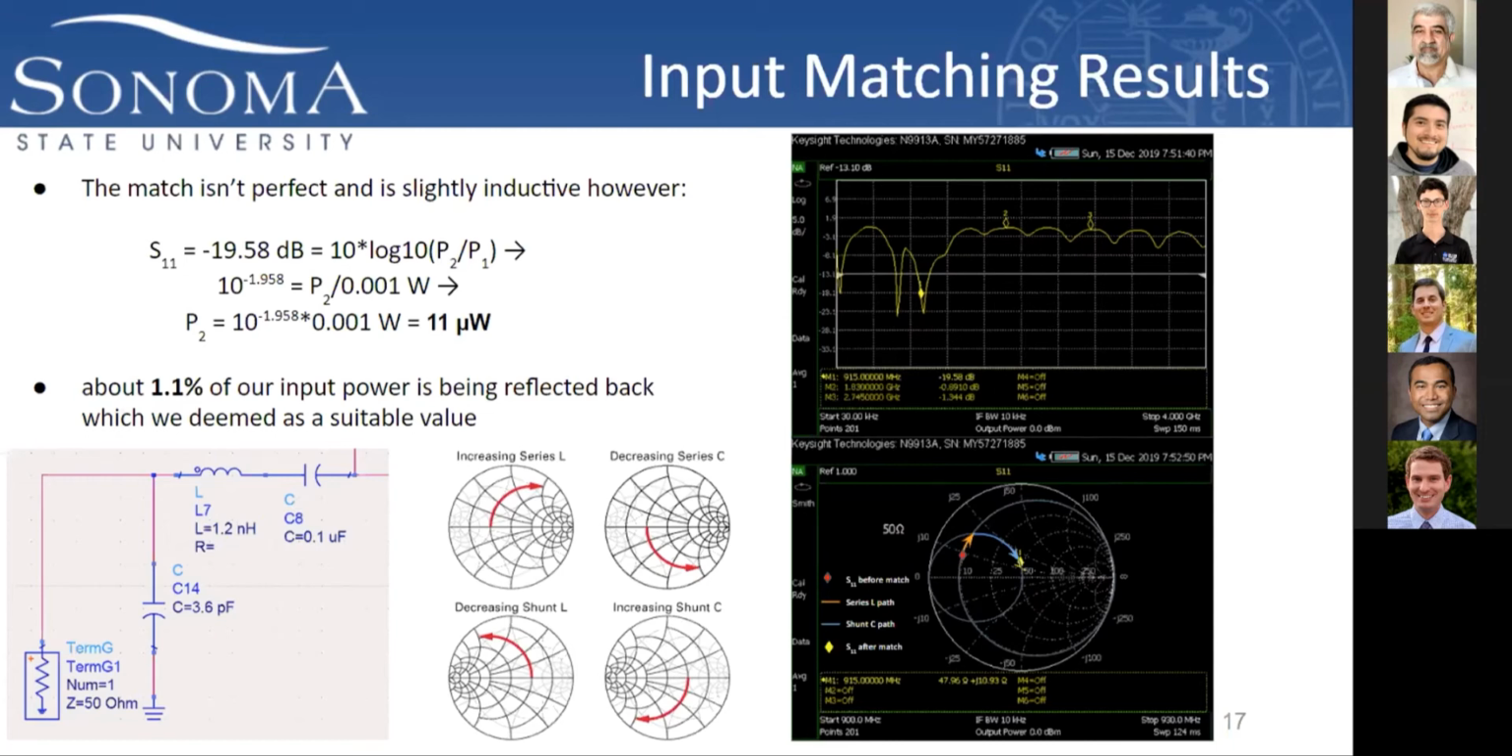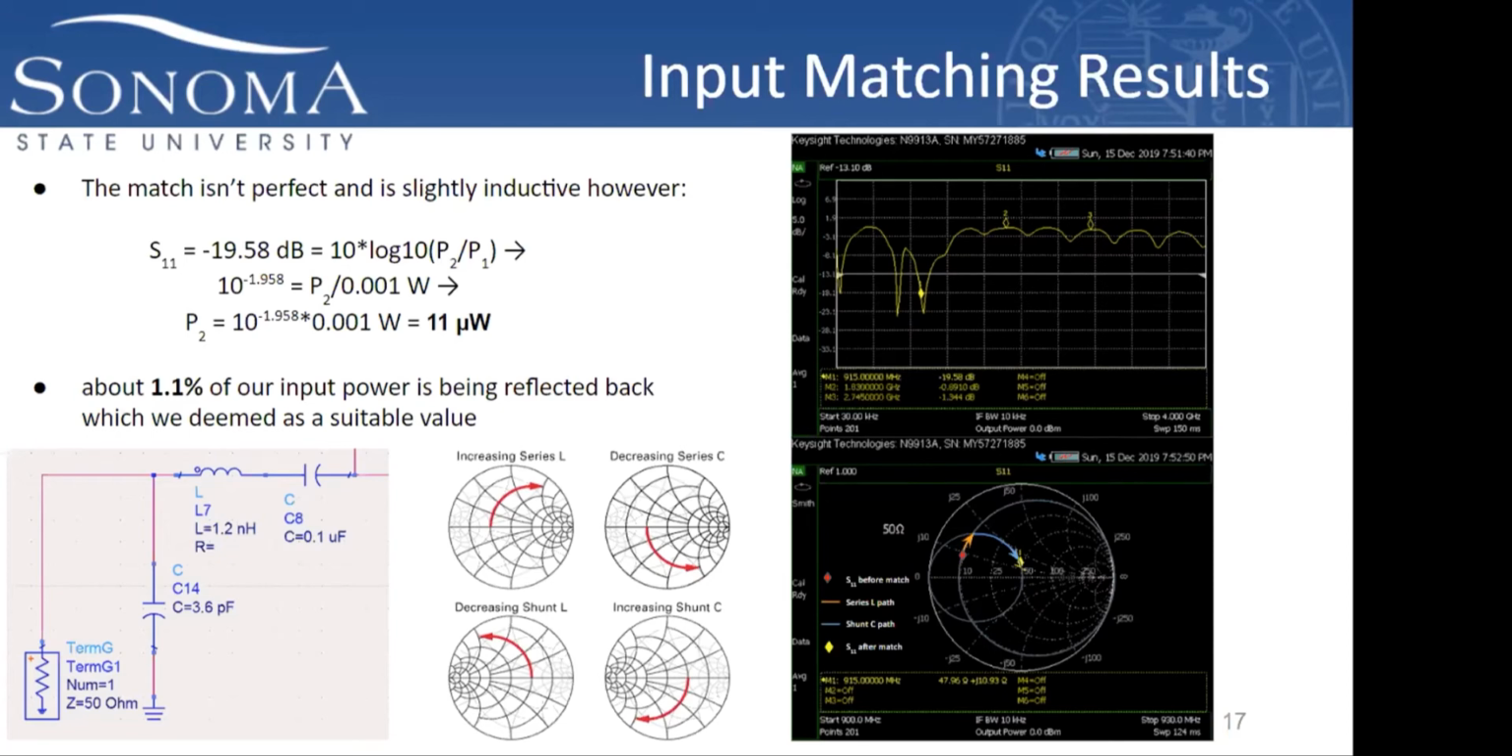According to the measured S11 value of minus 19.58 dB, we observed a reflected power of about 11 microwatts. Given our input power of 0 dBm, or 1 milliwatt, we were only losing about 1.1% of our input power, which we found acceptable for our application.